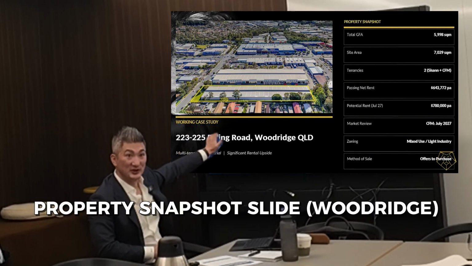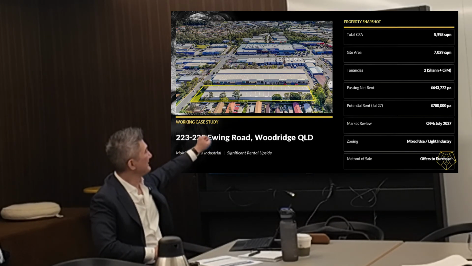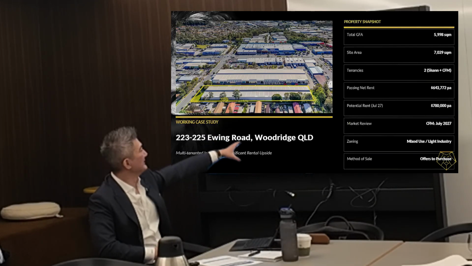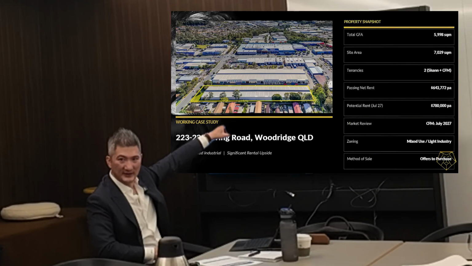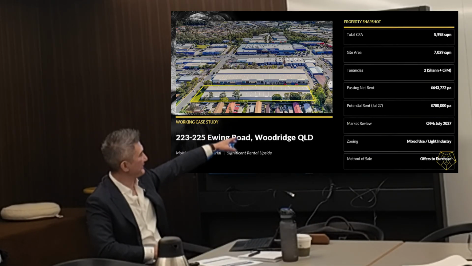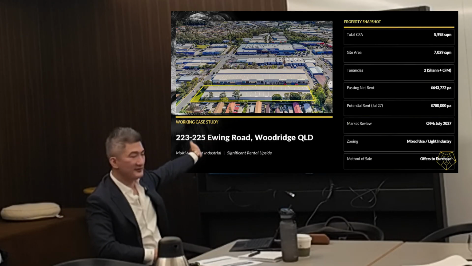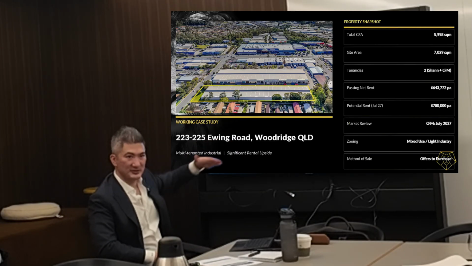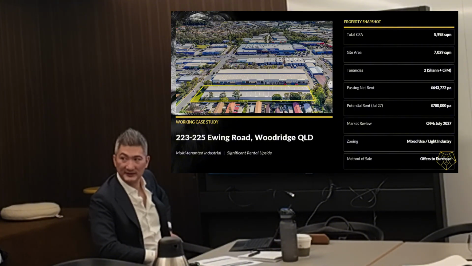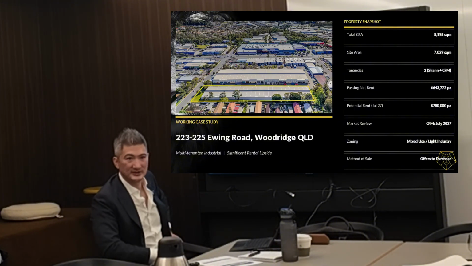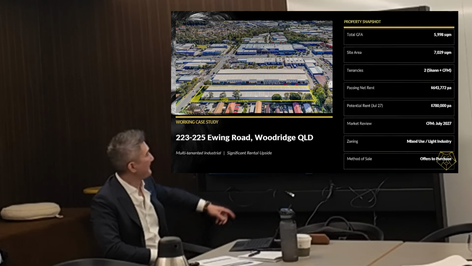This is a property that you want to buy, okay? It's been advertised with these parameters. It's a freestanding warehouse, the total building area about 6,000 square meters, total land size 7,000. There's 2 tenants, half and half. The passing rent, which is the current rent, is $643,772, which is $108 per square meter.